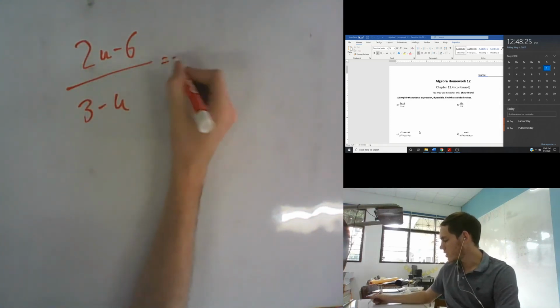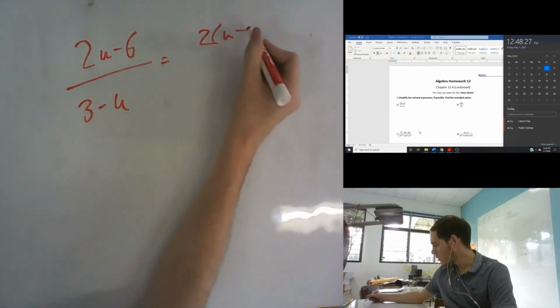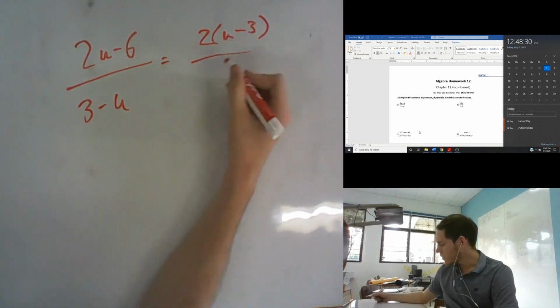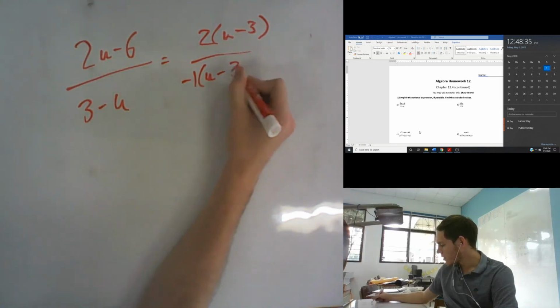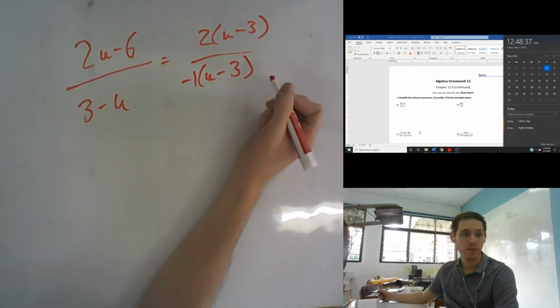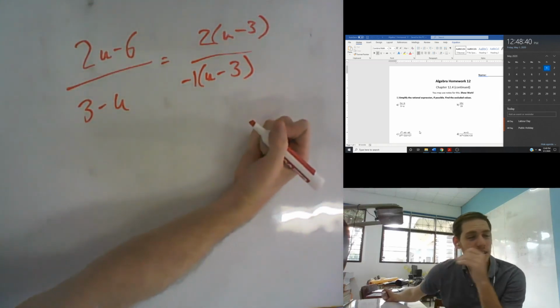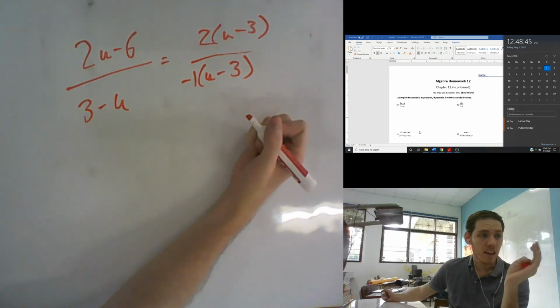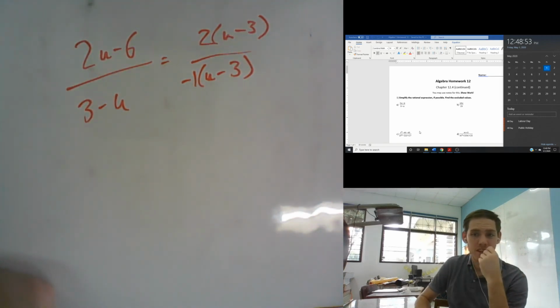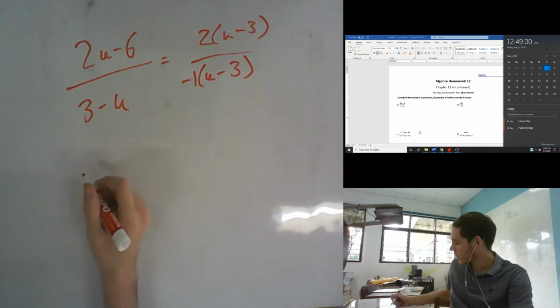Okay, so first, the top you factor out 2, u minus 3. And the bottom, you're going to factor out a negative 1, so you get u minus 3. Then you can simplify. How many more lessons? So we have 12.6, 12.7. Then the test. The test could be Monday, actually. Not next Monday, but Monday the 11th. Actually, that's a good idea. So I have it Monday the 11th. That's a good idea. Okay.